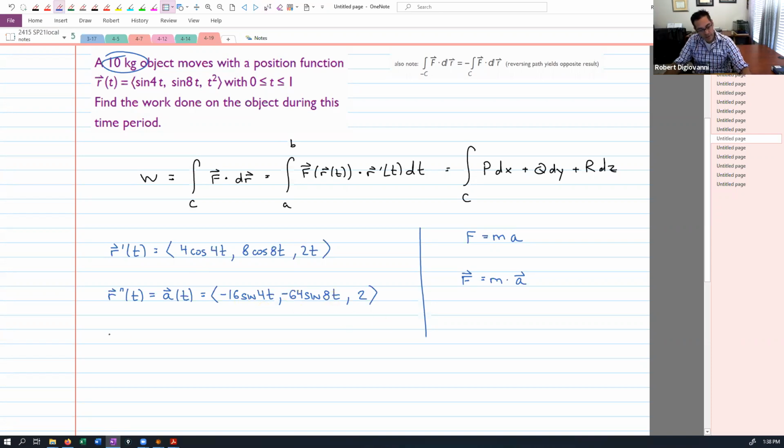So here's what my field is. My field is equal to negative 160 sine 4t, negative 640 sine 8t, 20. Where am I getting this from? Why am I multiplying everything by 10? Mass times acceleration. Mass was 10 kilograms.